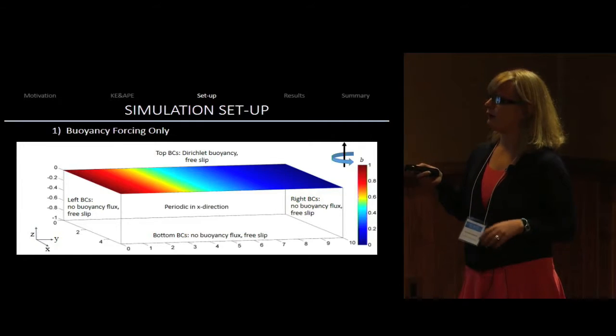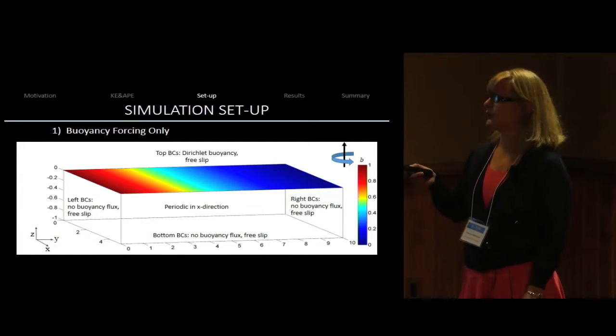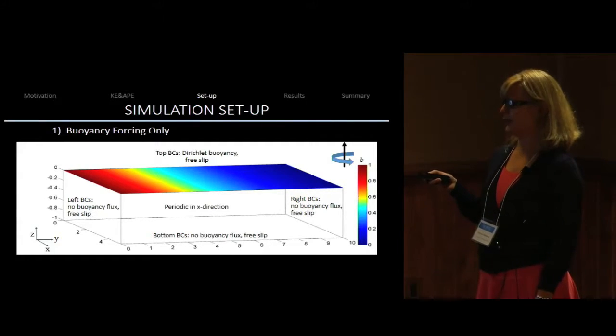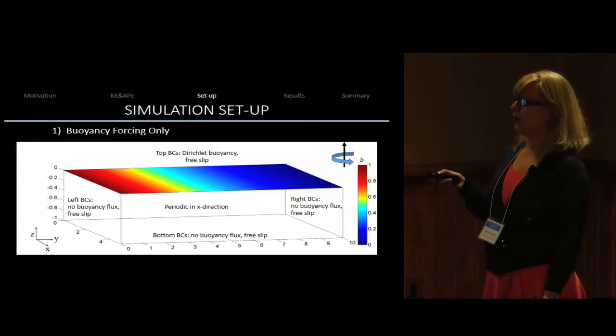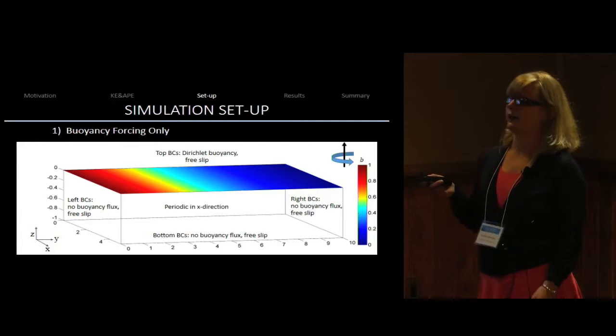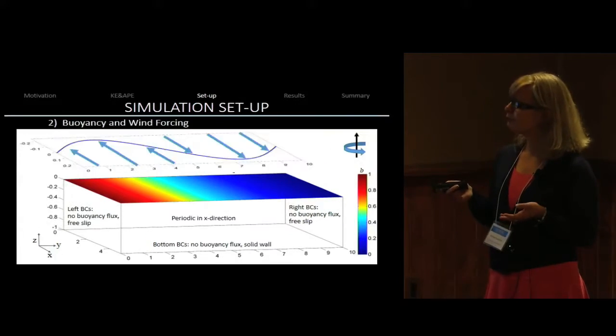So you have denser fluid here and lighter fluid over here. This is to simulate the dense water formation. My domain is x, 5, 10, and y, 1, and z. And I have rotation that corresponds to the southern hemisphere rotation rate.